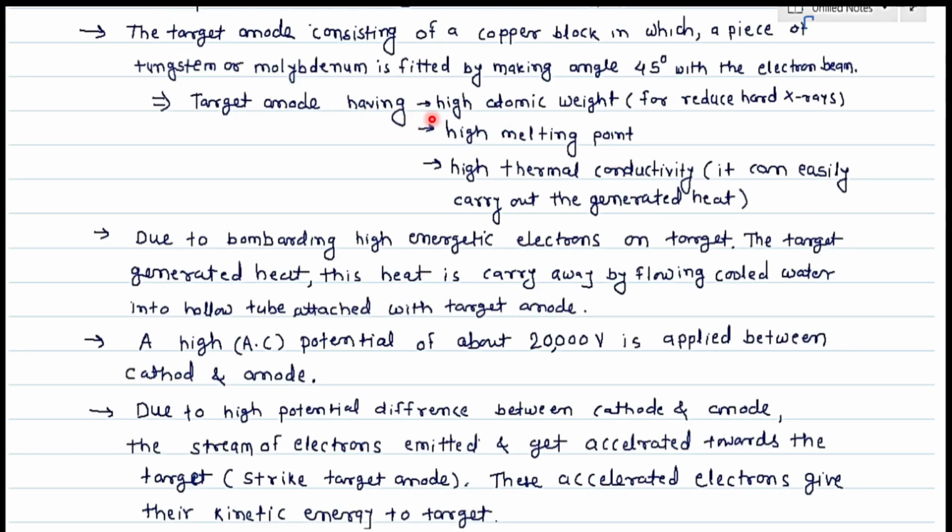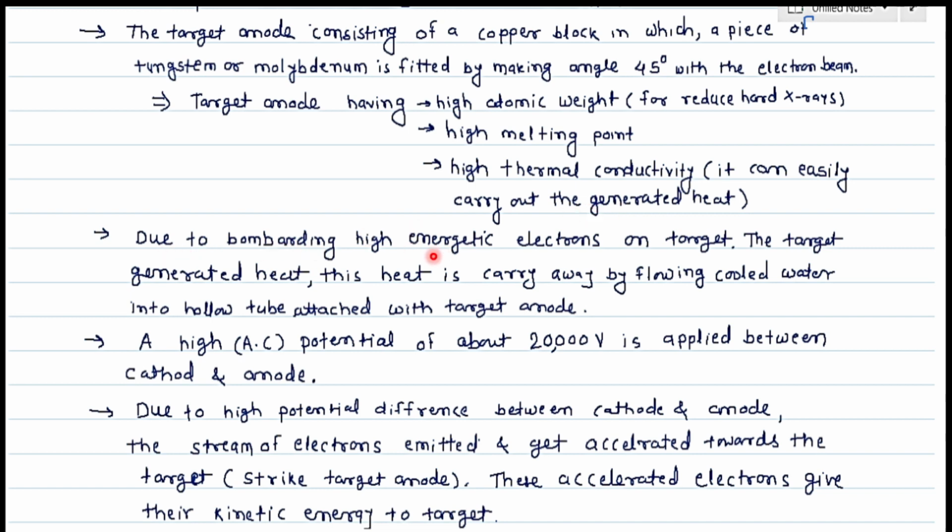The target anode has a high atomic weight, which produces hard X-rays, and it has a high melting point and high thermal conductivity, so it can easily carry away the generated heat. The target material has high thermal conductivity, which is why it can carry away the generated heat.